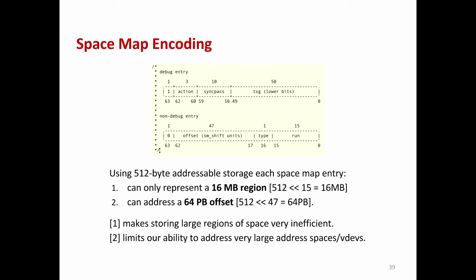The first problem makes it hard if we want to store a large region of space in a spacemap entry. For example, if you free a file that's 1 gigabyte and it's contiguous on disk, the range tree is going to have only one node saying from 0 to 124 or whatever. But the spacemap will actually need to use 64 entries because it can only do 16 megabyte regions at a time.